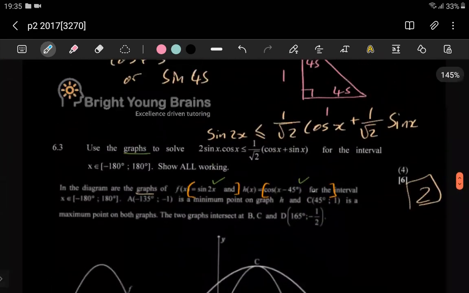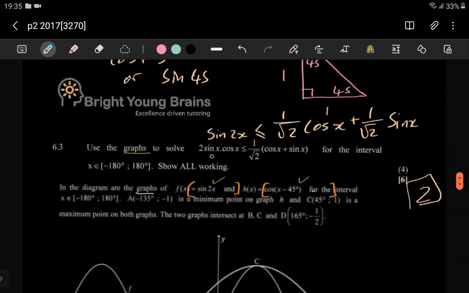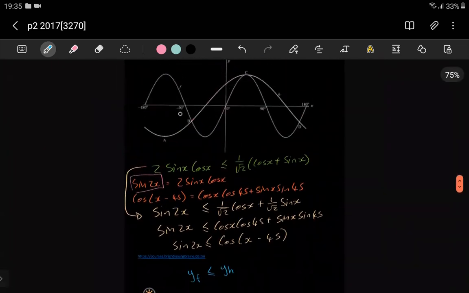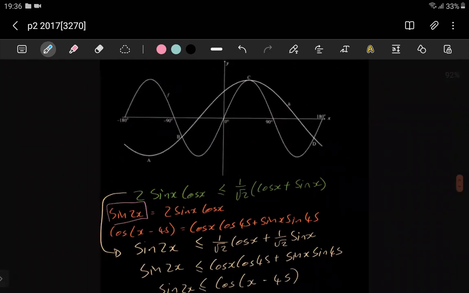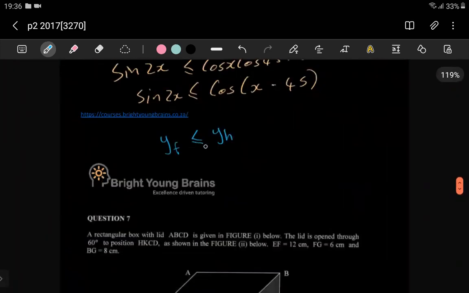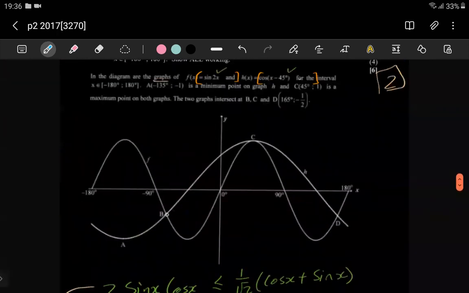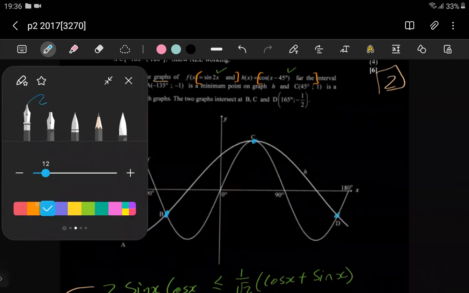In as much as it is masked as this weird thing, this is all they're asking. If you're looking at your picture, where are the y values of f below or equal to the y values of h? So to answer that question, the easiest thing you can do for yourself is, firstly, just go to where the y values are equal. The y values of your graph here are equal over there, equal over there, equal over there. So you can easily now make a comparison of the y values.